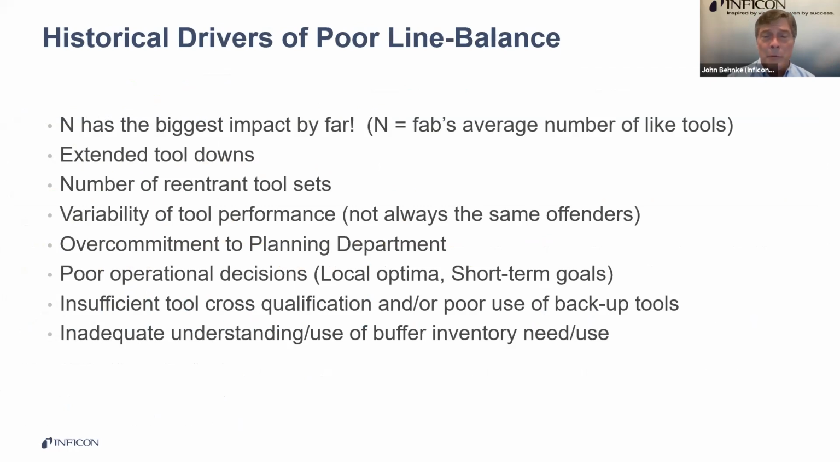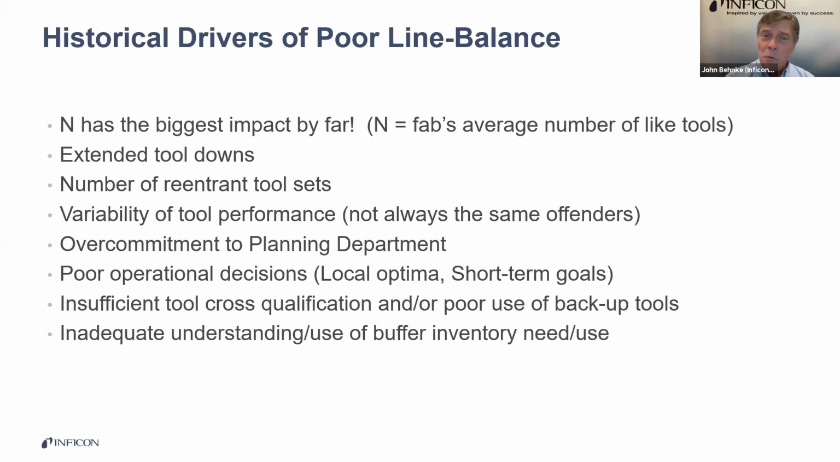It is a number that no one talks about. It is the average number of like tools in a factory. So if you're a 70,000 wafer a week TSMC fab and your N is 14, life is pretty good. Not to say you don't have other problems, but when it comes to line linearity, that's probably the best case. And I've got a foil to show you that.